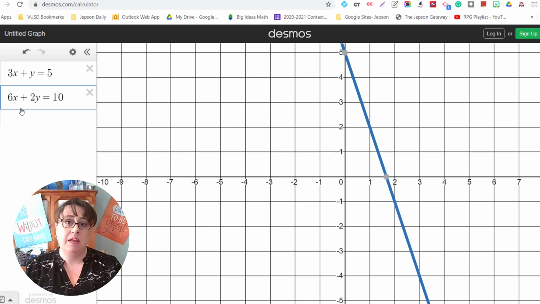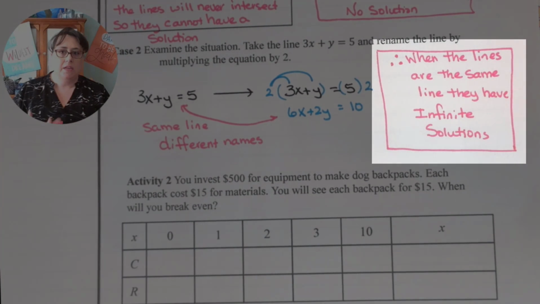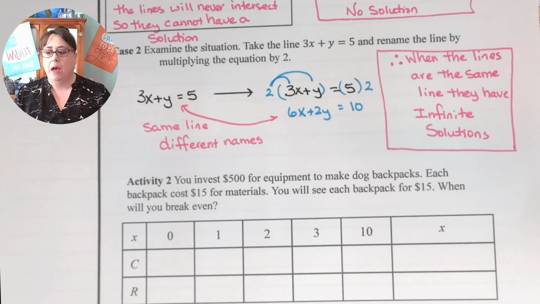And remember, they can be the same without looking the same. So 3x plus y equals 5 is the same as 6x plus 2y equals 10. Those are the same lines. You might also hear when the lines are the same, they have infinite solutions. Both of those are correct answers. So how in the world do you figure out which one's which? Well, it gets down to what does your answer look like? And we'll talk about that in just a second. But those are the two big ideas that we're going to look at.